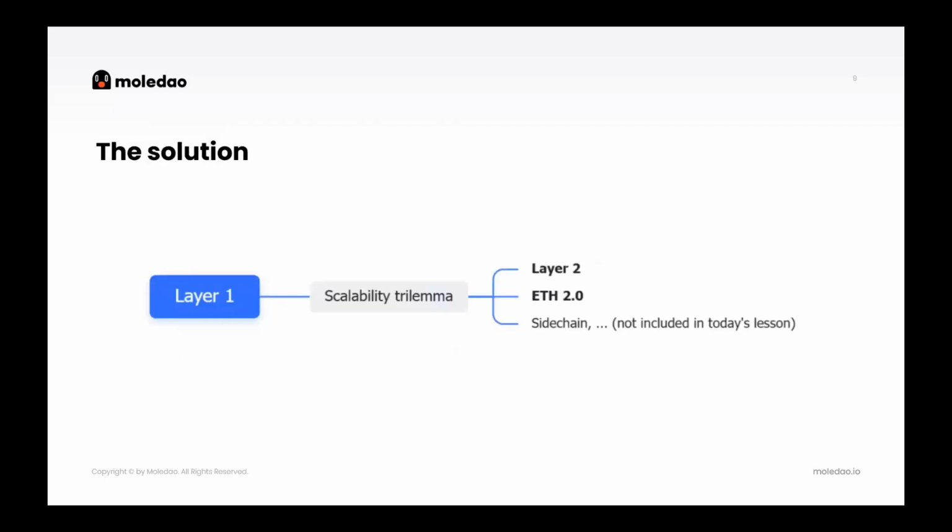In order to solve this problem, there are some solutions. Today we are going to mention two. One is an upgrade of Ethereum, often referred to as ETH 2.0. The other one is Layer 2. Layer 2 is the first to land before ETH 2.0, so we will start with Layer 2 first.